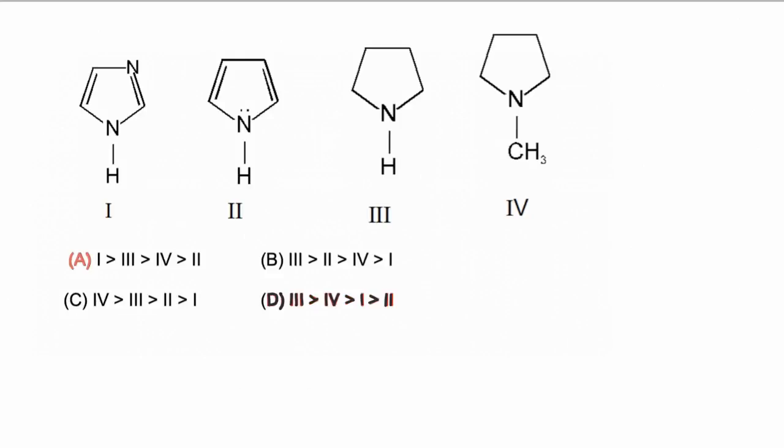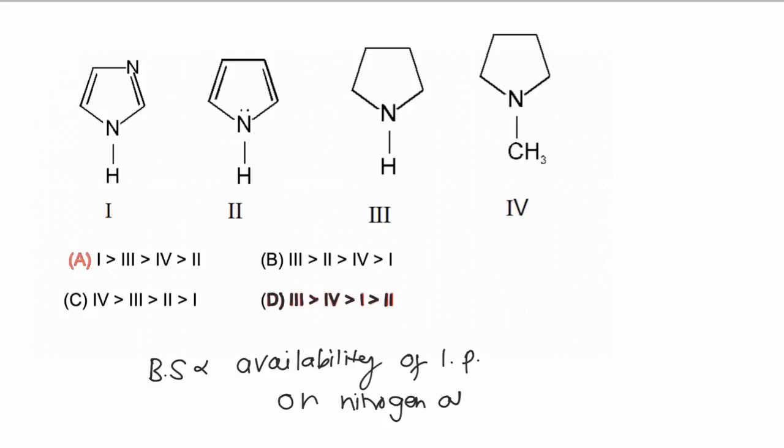In this question we have to find the correct basic strength of the given bases. Now basic strength depends on the availability of the lone pair. If the lone pair is available on the nitrogen atom, then basic strength is comparatively high. Now in the first case, there are two nitrogen atoms. Now this nitrogen has a delocalized lone pair. Now this nitrogen is localized. This lone pair is involved in resonance, while this nitrogen lone pair is not involved in resonance.